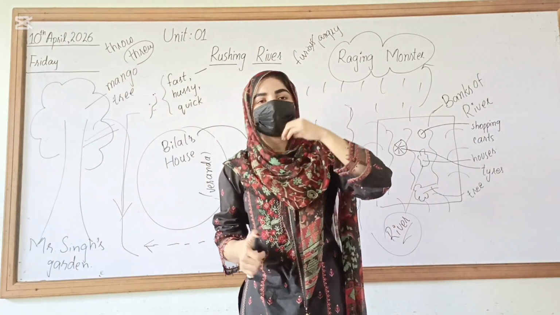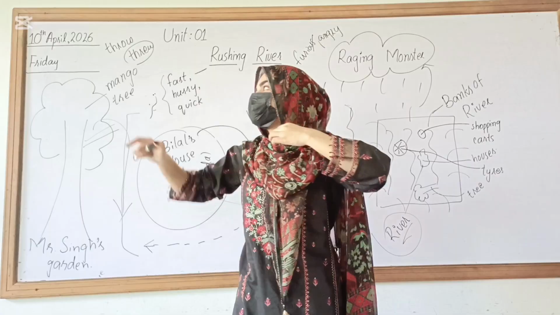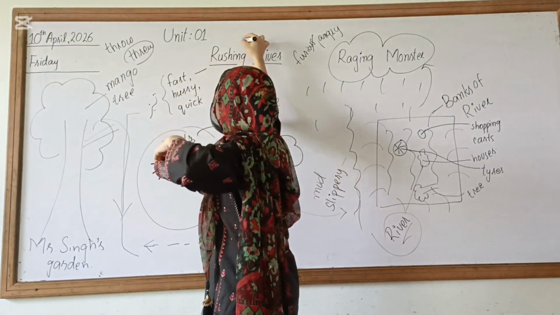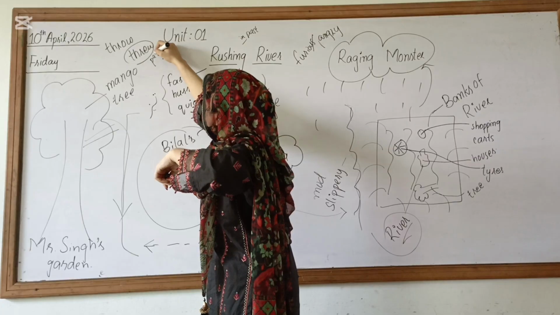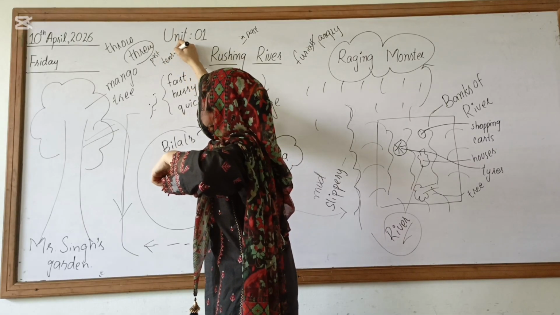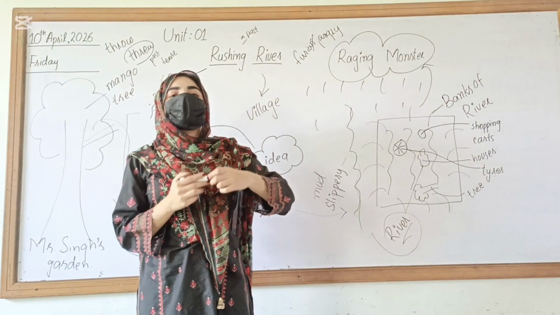Story past में बताई गई है, तो इसलिए यहाँ पे second form use की गई है because second form is also called as past form. The story is in past. That's why we will be using the past tense. So we will be using the past tense here.